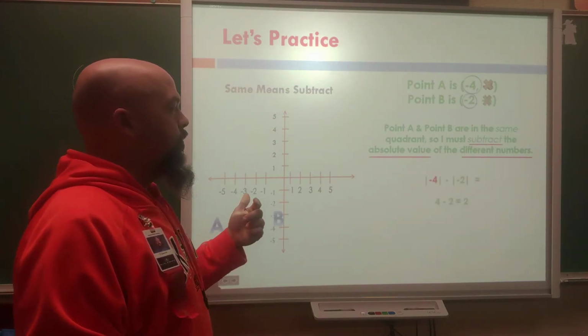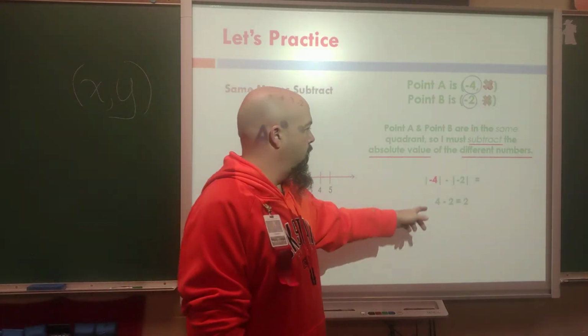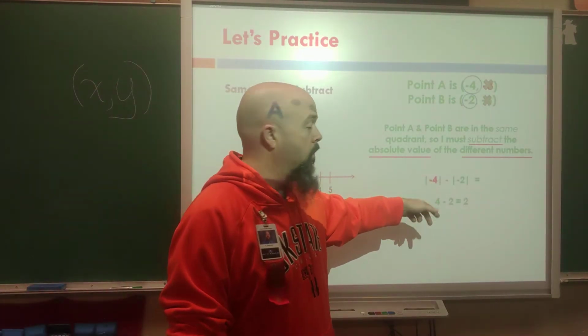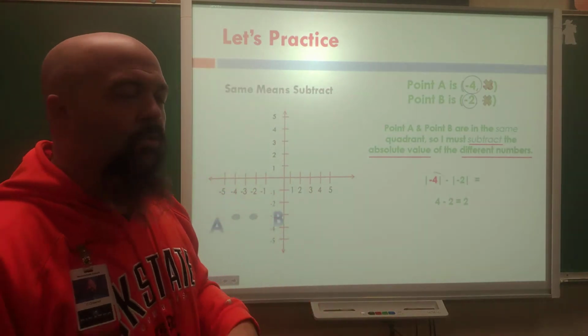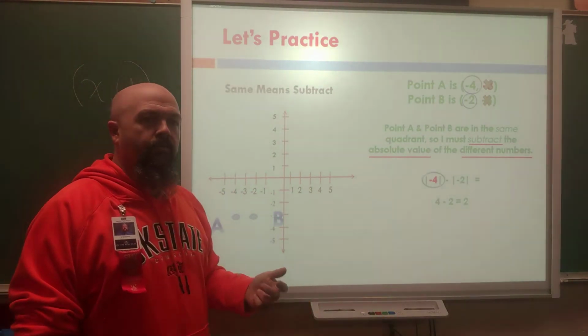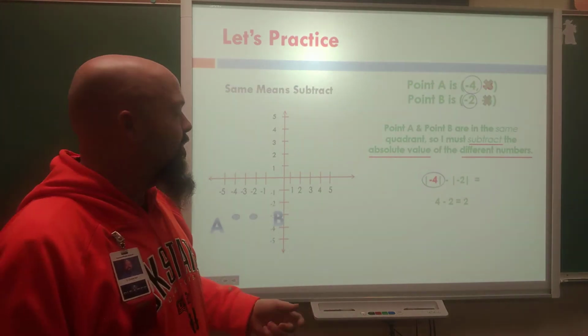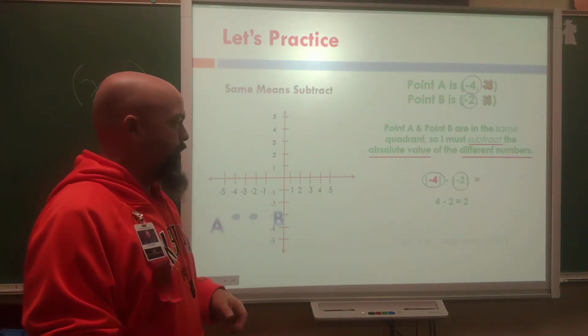So we need the absolute values again. So we have 4 minus 2, right? Absolute value of -4 is 4. Absolute value of -2 is 2. Subtract 4 minus 2 and we get 2 as our value, or our distance between those 2 points.